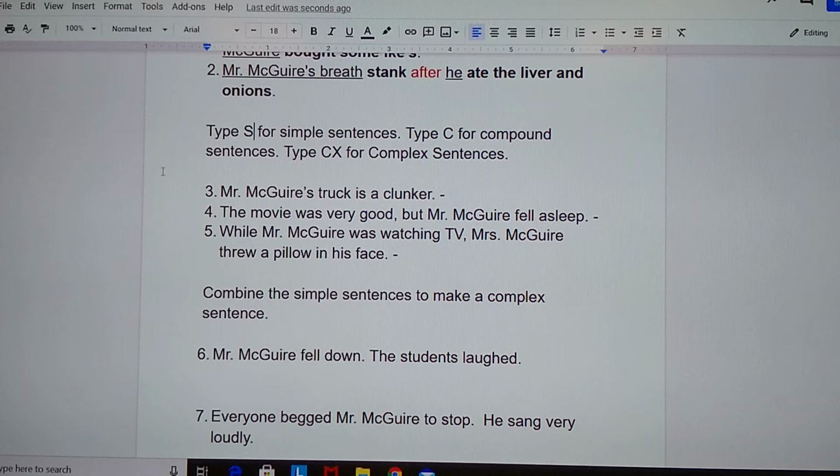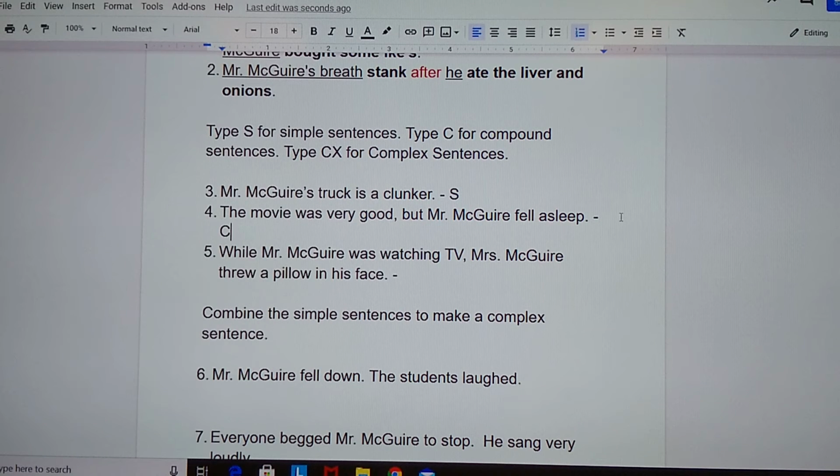Number 3, Mr. McGuire's truck is a clunker. What type of sentence is that? Say it out loud. Good. Simple sentence. Number 4, the movie was very good, but Mr. McGuire fell asleep. What type of sentence is that? Excellent. That is a compound sentence. Subject, predicate, comma, conjunction, subject, predicate.